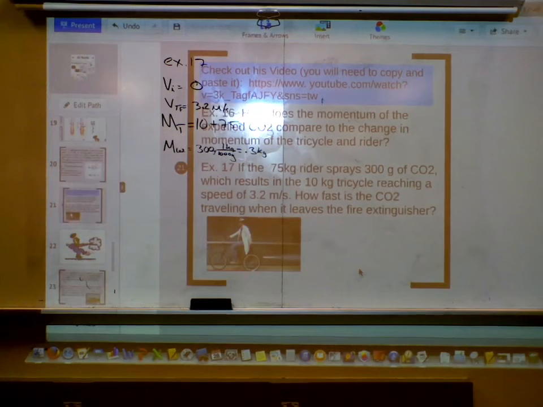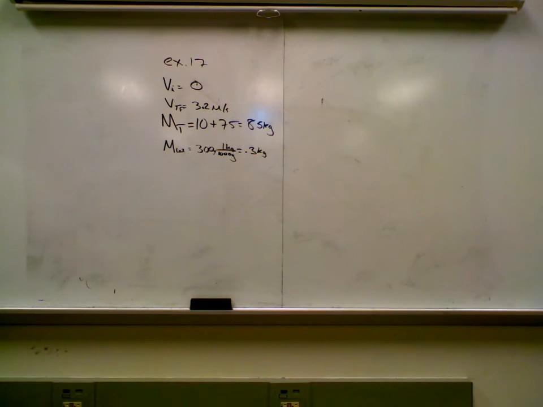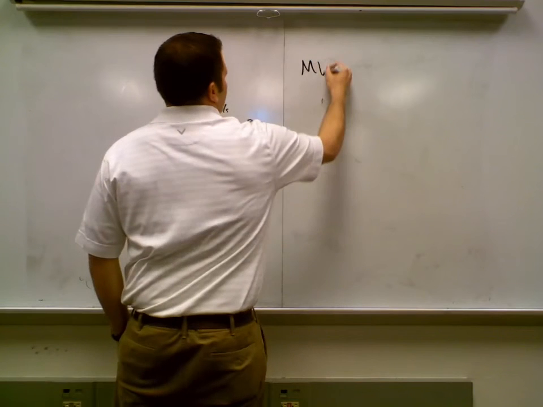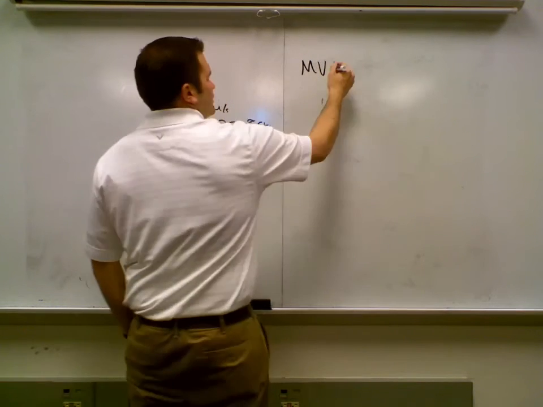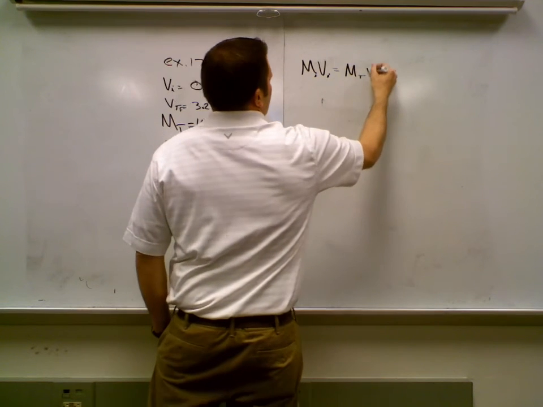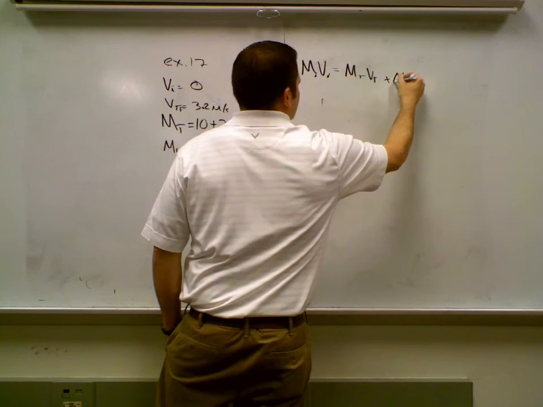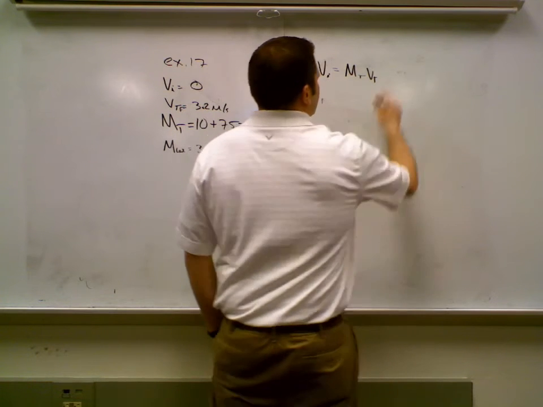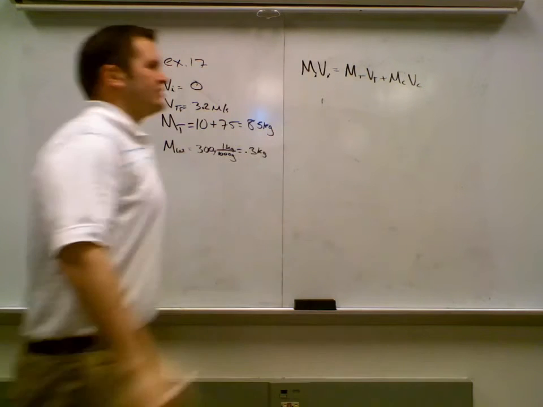Okay, so here's our list of things. So we know momentum and velocity. Oh, not plus. Initial momentum equals mass and velocity of tricycle final and mass and velocity of CO2 after. Goodness, you can tell it's Monday. Does that make sense, guys?